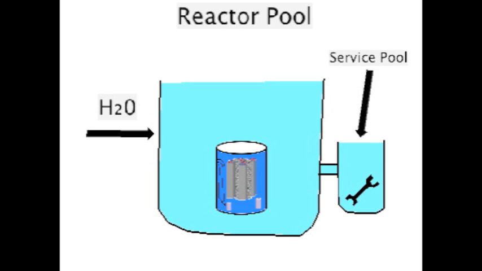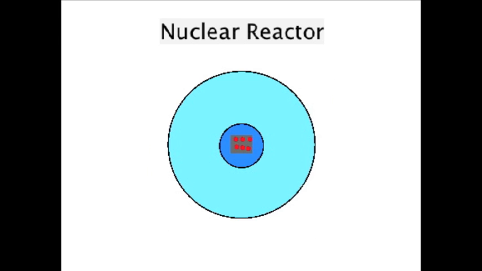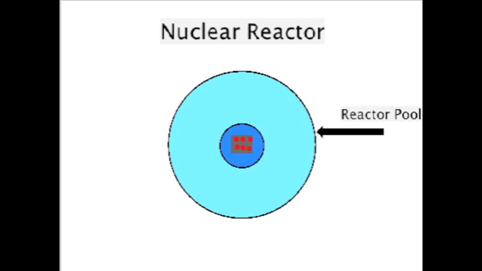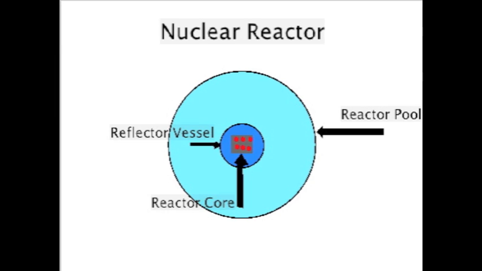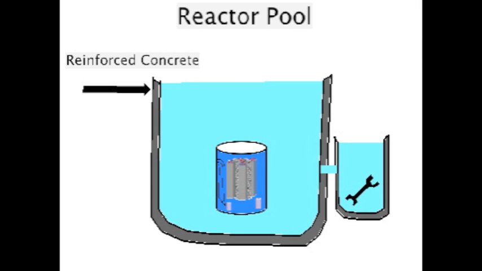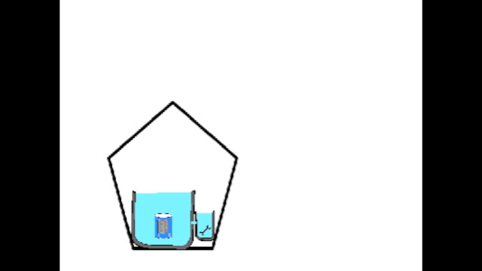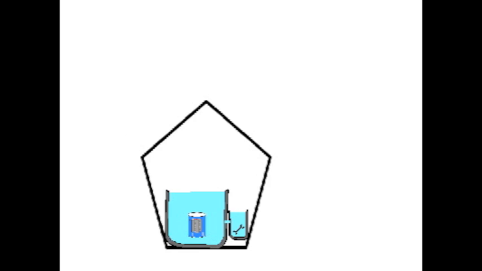Next to the reactor pool is a servicing pool, where fuel, tools and equipment used within the reactor are left to cool off. In some reactors, the reactor pool is open so you can see right down through the water to the reflector vessel. The reactor is encased by reinforced concrete, which is contained in a building structure that is designed to withstand earthquakes or light aeroplane crashes.